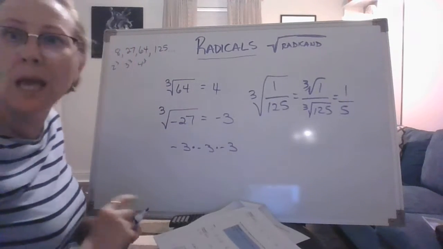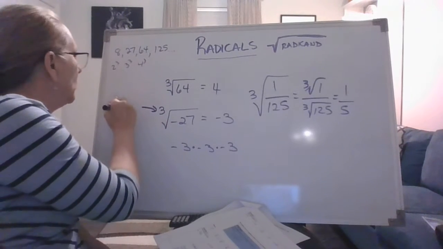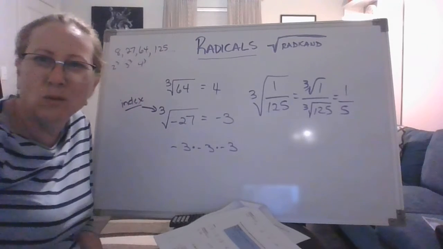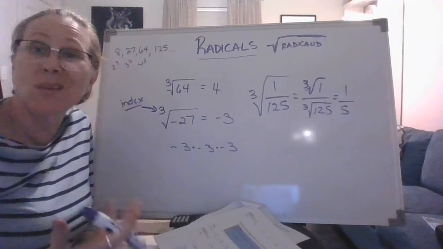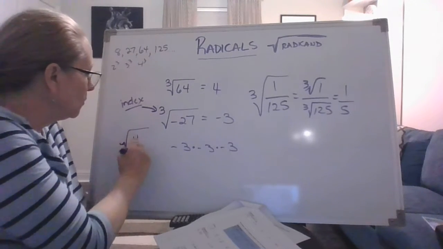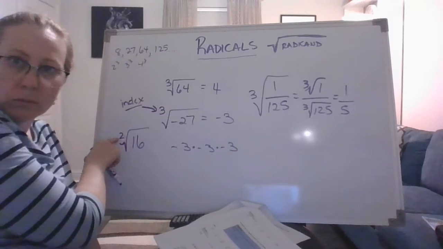By the way, I was just checking to make sure I had all my vocabulary. This would be called an index. We don't use it too often. Usually we just say it's a square root, it's a cube root. But if I said, what's the index? Here it would be 3. If I went back to that good old square root of 16, the index would be 2.